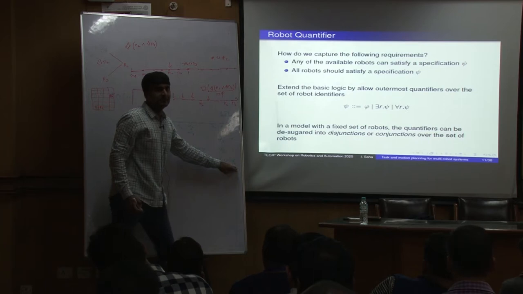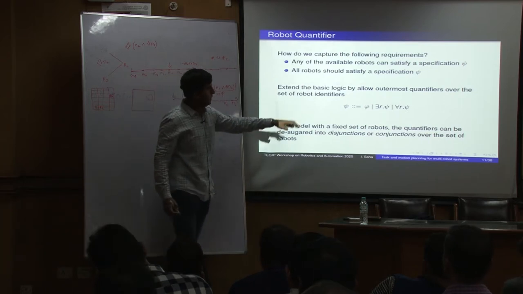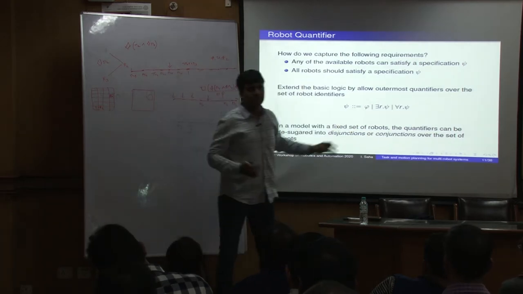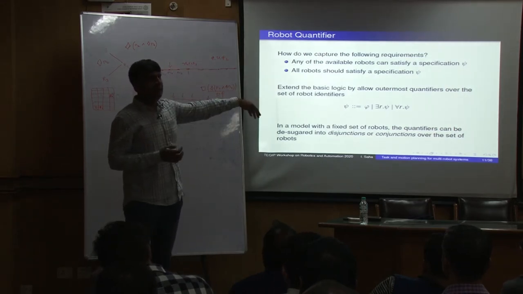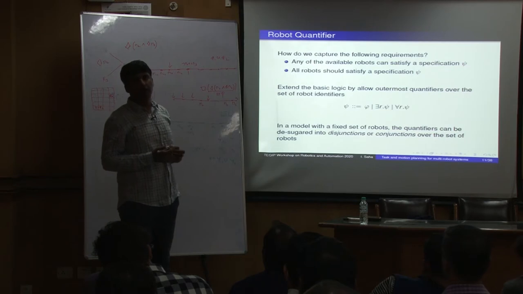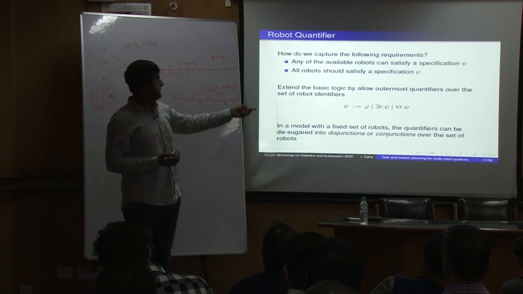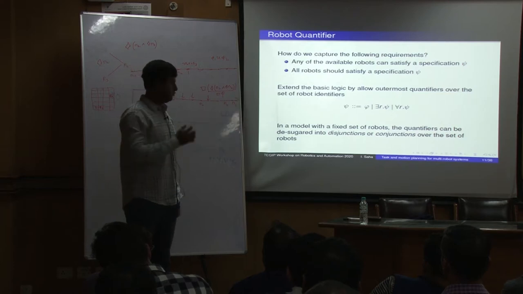So this is what we call syntactic sugar. It does not add any power to the original language, but this makes it easier to capture requirements for multi-robot systems where this kind of requirement is there. Some robots should do that or all robots should do that and so on, right.